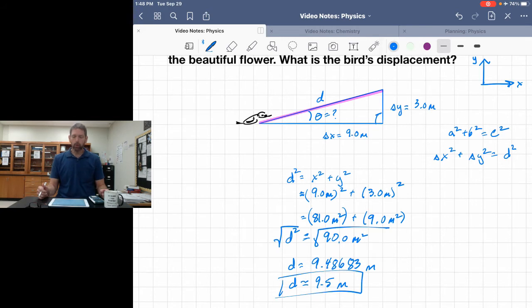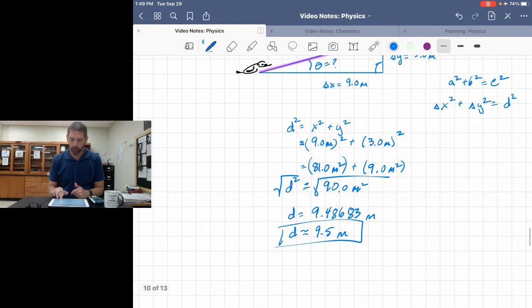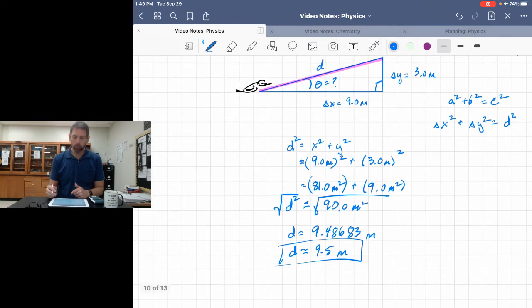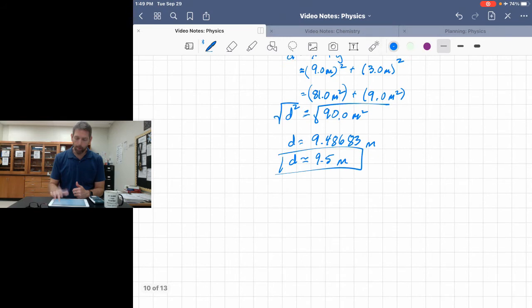So now we know that this hummingbird is 3 meters up and 9 meters over from its starting point, but is at some angle theta. That's where our trig comes in. That's where we need to use some trigonometry. Remember I said we have our y and our x value. Since we have our y and our x value, we are going to be using our tangent function, right?